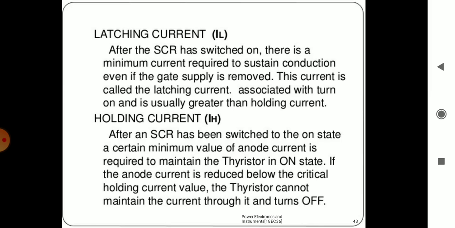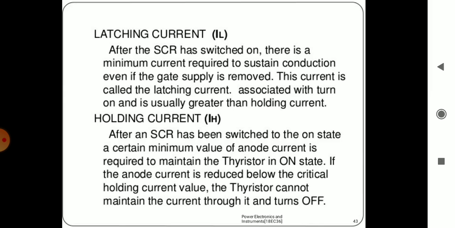See, there are different methods of turning on the SCR. One is by increasing the voltage. One is by applying the gate pulse. Suppose I apply the gate pulse and the SCR is in conduction mode. If I remove that gate pulse, still the SCR will be in on mode itself. That is a specialty of this SCR. The gate pulse is only required to turn on the SCR. If I remove that gate pulse, still the SCR will be in on condition. So this is the current called the latching current. This is the minimum current.